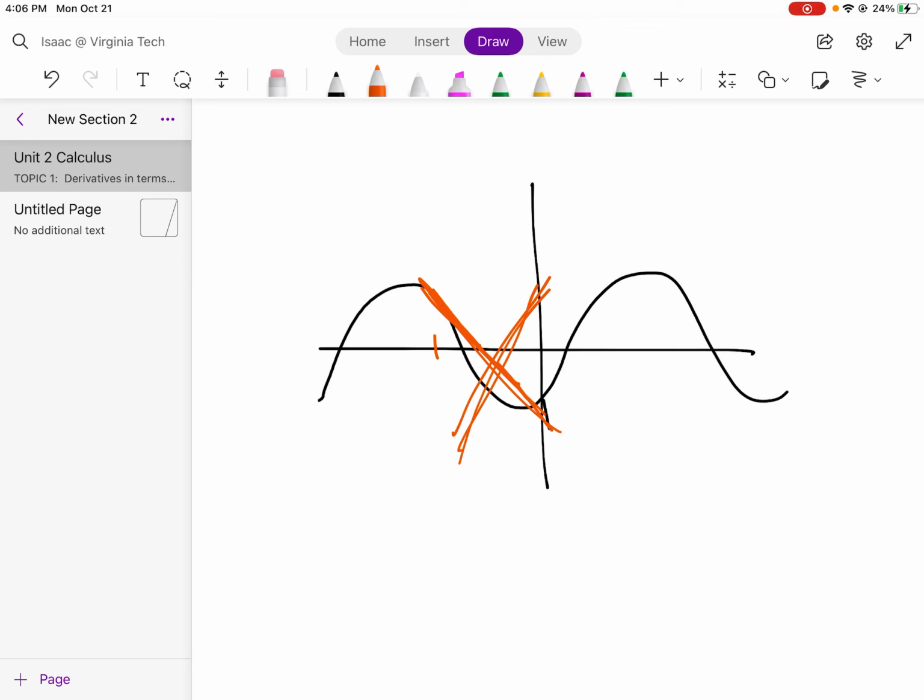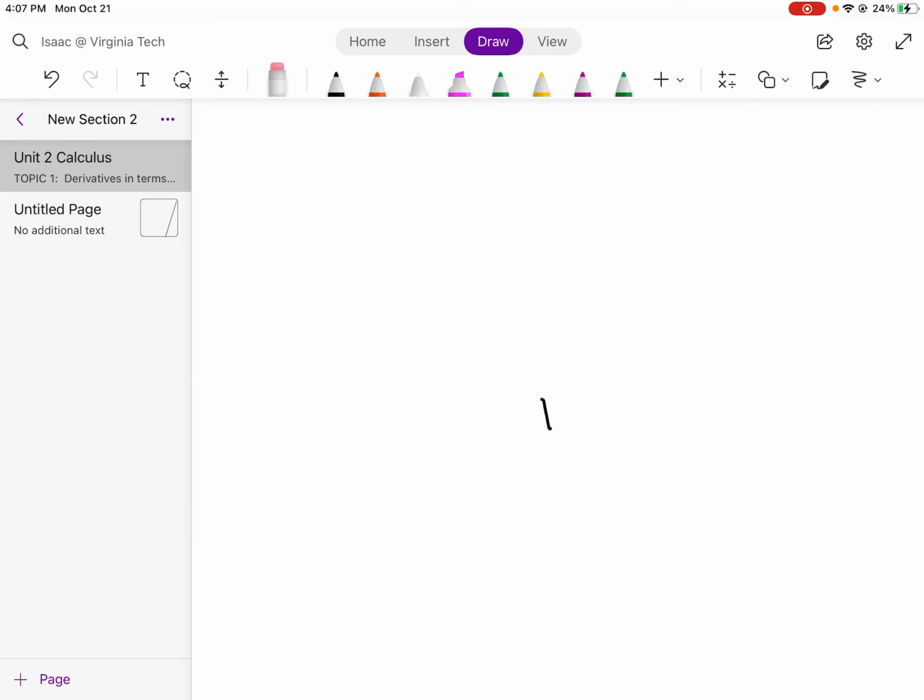Let me see if I can find a better example. I'm sorry. I'm not seeing very good examples, but essentially sometimes maybe I can draw this better.